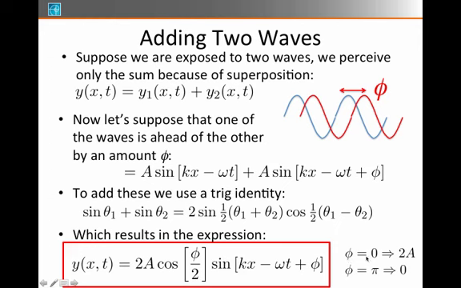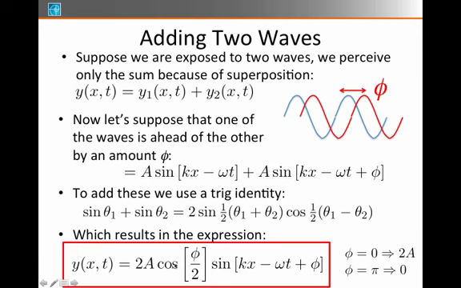When phi is 0, I get 2A for the amplitude. That's just like saying I have these two waves overlapping because phi would be 0. There would be no separation in phase. And that kind of makes sense. When I add two waves that are exactly walking alongside one another, then the amplitude should be larger if I think about that constructive interference case.